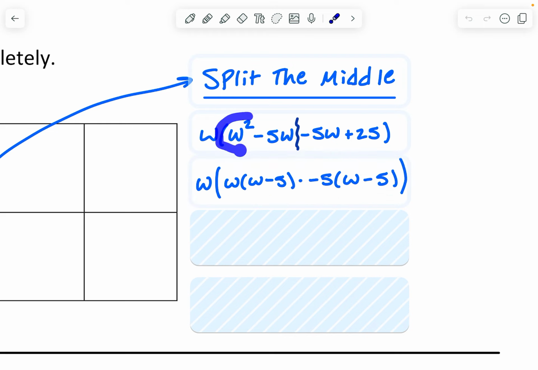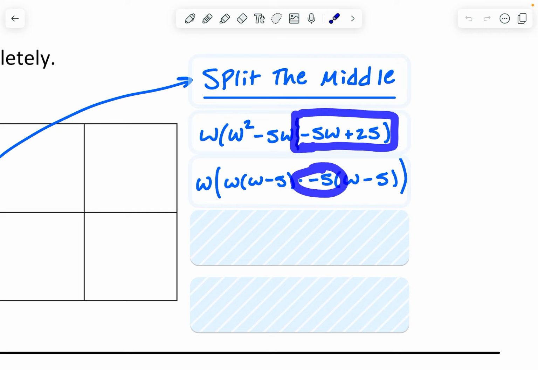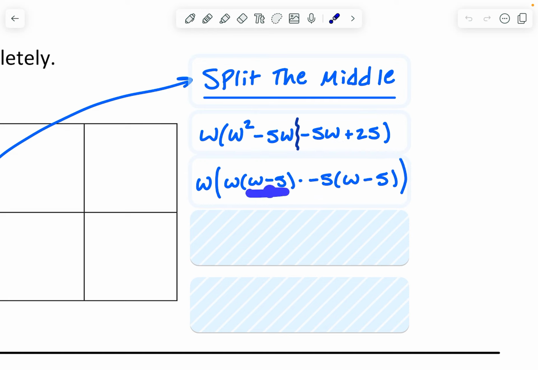If I'm just looking at w squared minus 5w, what am I able to factor out of both of those? I'm able to factor out a w. So just looking at w squared minus 5w, I'm able to take out a w. And what am I left with? W minus 5. Then I look at negative 5w plus 25. What am I able to take out? A negative 5. Our goal is for these to match up. In this case, they do. If we didn't take out a negative 5 and instead just took out a 5, then these would not match up. We need those to match up.